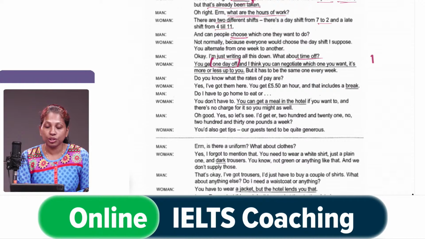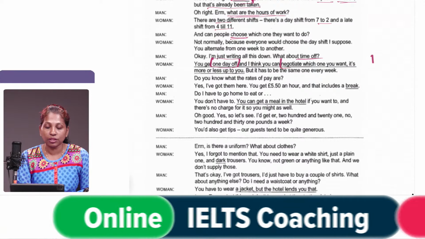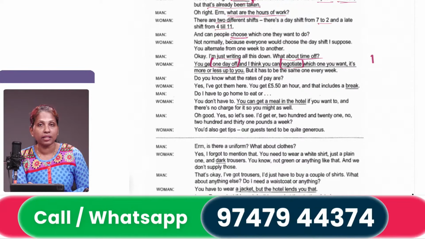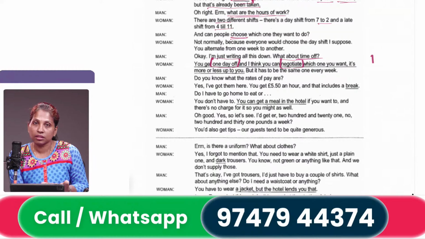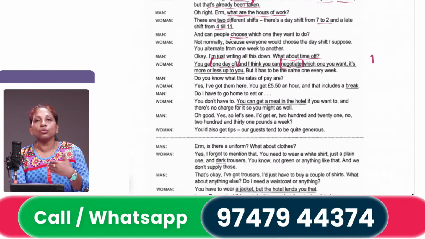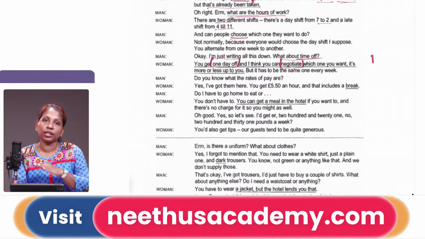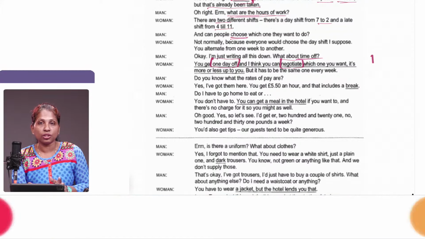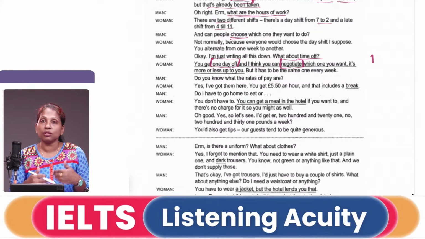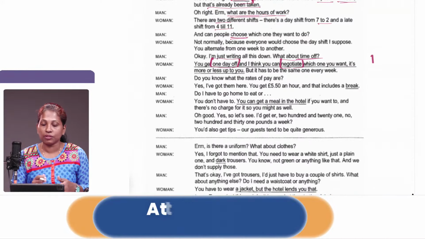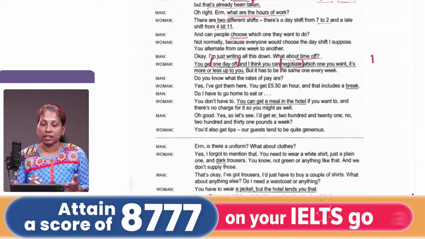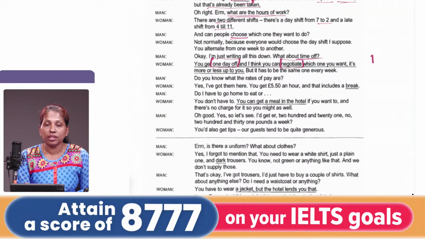You can negotiate means somewhere negotiation happens, like kind of a bargain. That means when you discuss, if you want something, you tell it to the concerned authority or the people, whoever they are, and then they will give you the permission. Okay, go with your choice. Negotiation means somewhere you can present your demands and you can get it done. Negotiations can be done, like we say, a conversation of bargaining, right? So you can negotiate which one you want.